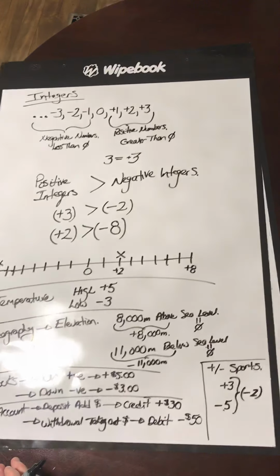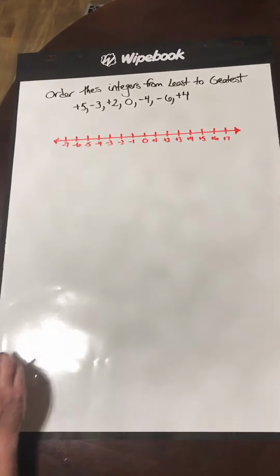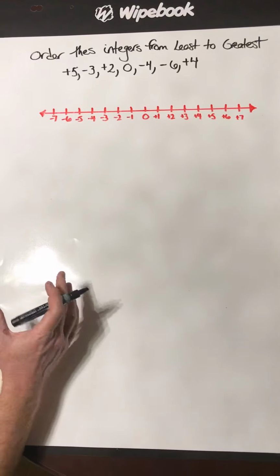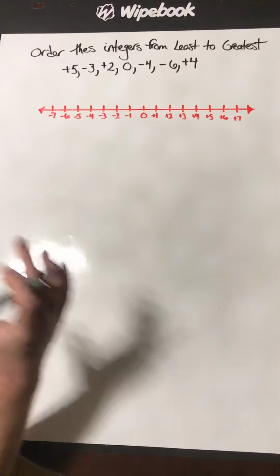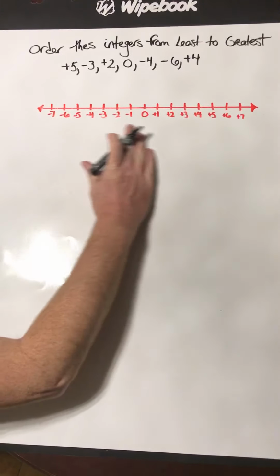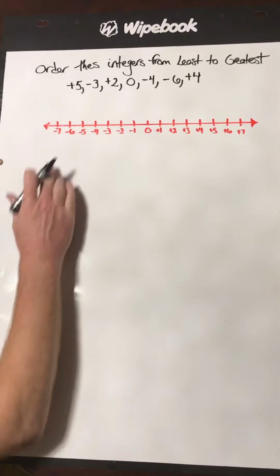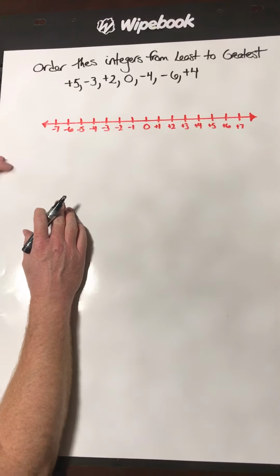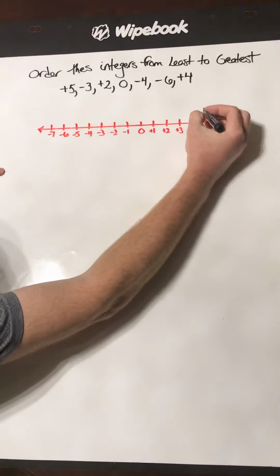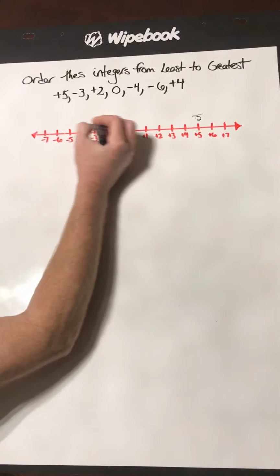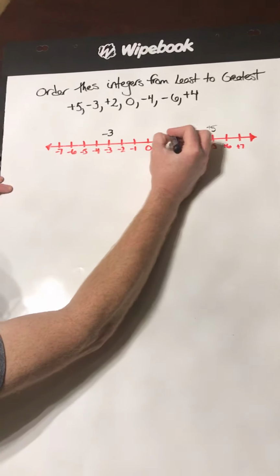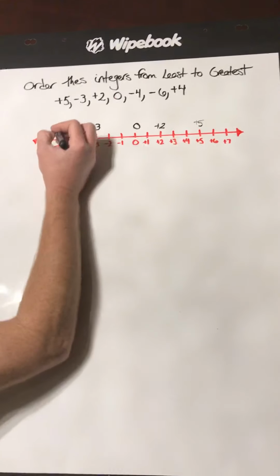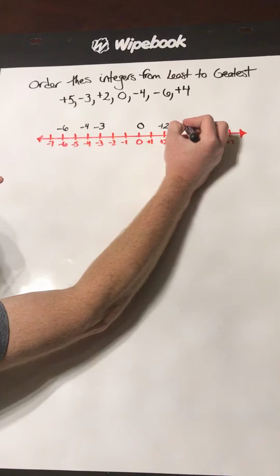The last thing we're going to look at is ordering integers, and we usually order them from least to greatest, so from smallest to biggest. You can use a number line to help you out with that, similar to what we did when we were comparing integers. We have some integers here: positive 5, negative 3, positive 2, 0, negative 4, negative 6, and positive 4.